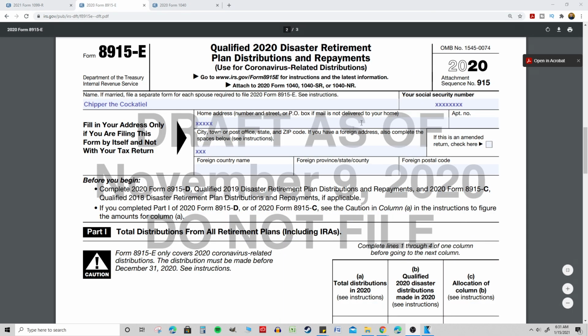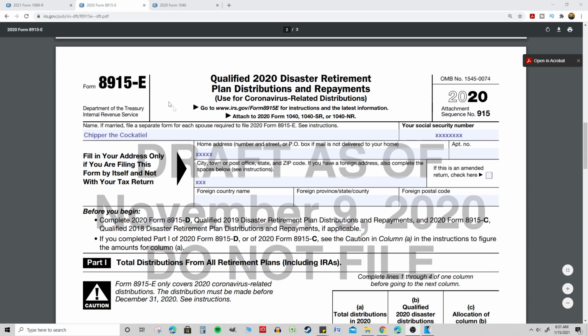Okay, continuing with our example now on Form 8915-E, Qualified 2020 Disaster Retirement Plan Distributions and Repayments. Super long name, right? At the top of the form, you're going to put your name, your address, and all that stuff.